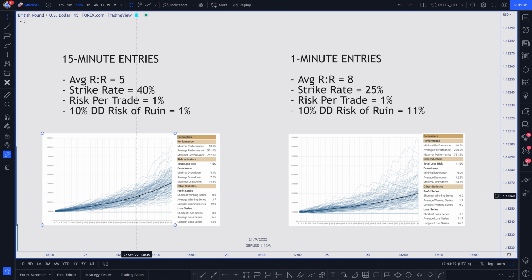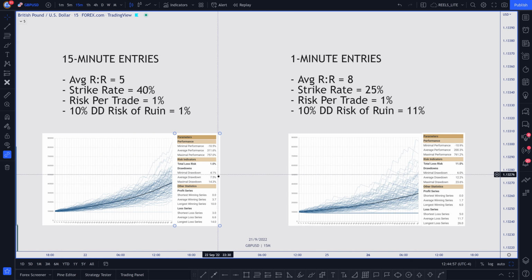Now, obviously, this simulates, I think, something like 20 to 100 different equity curves, and then just sort of averages it out. But you can see here that you're actually outperforming your one minute performance. And the reason for that is because your strike rate's higher. And even though you're making less R, right, you're actually producing a better return overall. And of course, your total loss risk, right, of hitting that 10% drawdown is way better.